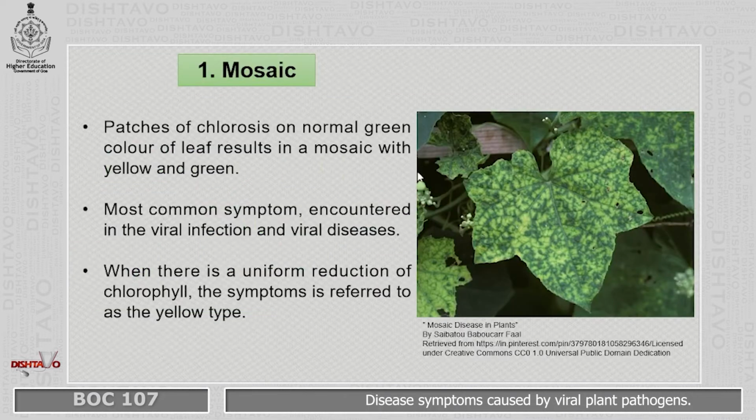Coming to the first one, that is mosaic. You can see patches of chlorosis on a normal green colored leaf, which result in a mosaic with yellow and green. Now if you look at this image, you can see it's no more a green leaf, but it has some patches of yellow color. This is the most common symptom encountered in viral diseases, the mosaic pattern that results in chlorosis. When there is a uniform reduction of chlorophyll, the symptom is referred to as the yellow type.